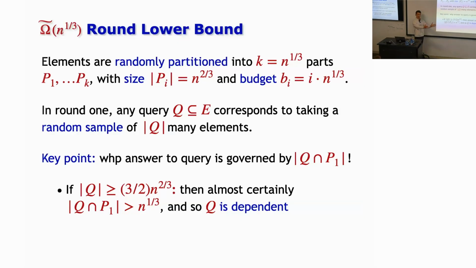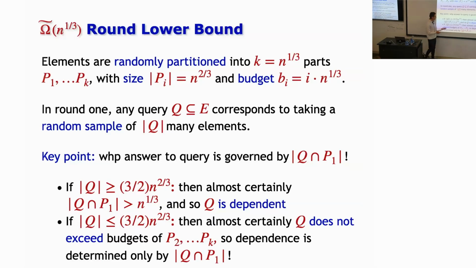So in this setting, whenever you make such a query Q, the query will be dependent, because you've exceeded the budget of part P1. But importantly, the reason Q is dependent is because of Q intersect P1. This is what I mean when I say the answer to the query is governed by Q intersect P1. Sure, the query is dependent, but it's dependent because of what's happening in part P1. Does that make sense? Good.